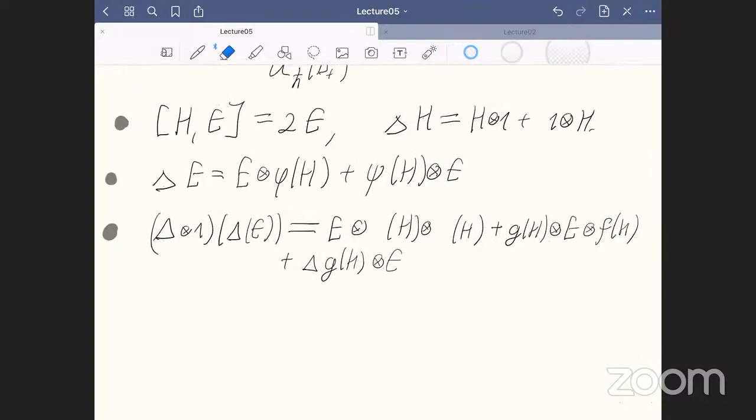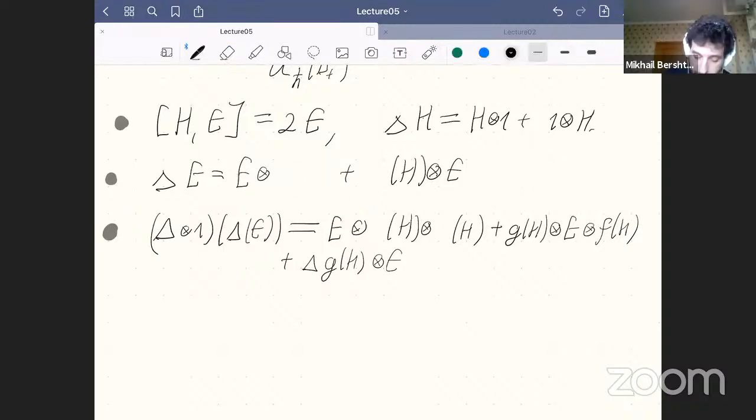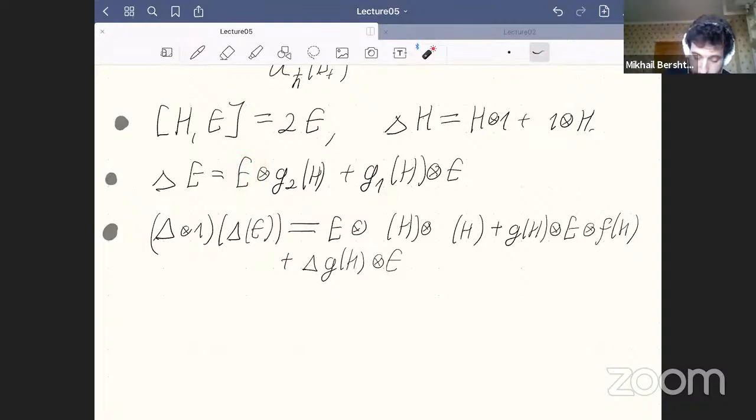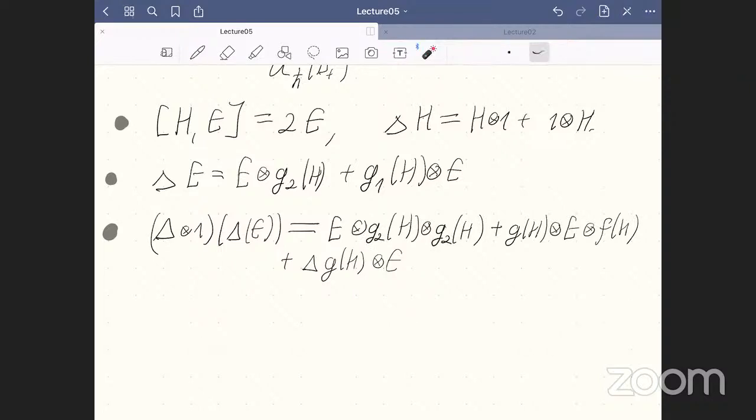And how do you get these two copies of f in the first term, in the first summand? While I'm rewriting everything using some indices, I can answer the question. I apply delta to the first factor of E. So instead of this E, I obtain E times G2 plus G1 times E. So for example, I get E times G2 again times G2. Okay, I see.